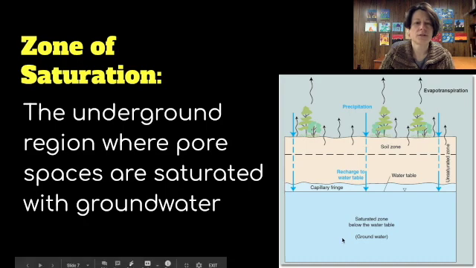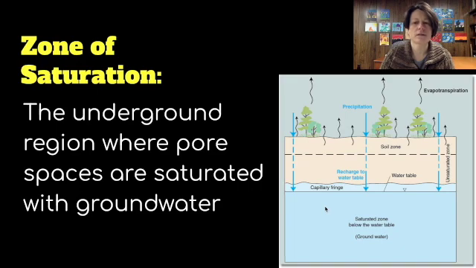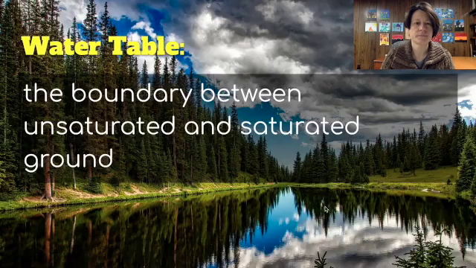There's also the zone of saturation. This is the underground region where pore spaces are saturated with groundwater. So down here at the bottom, all the pore spaces are filled in the rock. The water table is the boundary between unsaturated and saturated ground, and you saw that in the previous picture. You also can see in this picture here where the water table is, because wherever a stream or a pond or a lake or the ocean touch the earth, that is actually a boundary for the groundwater.